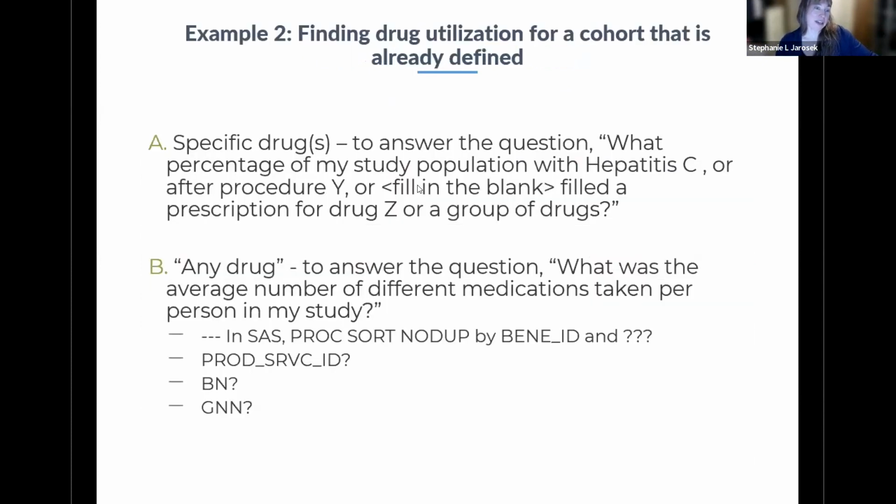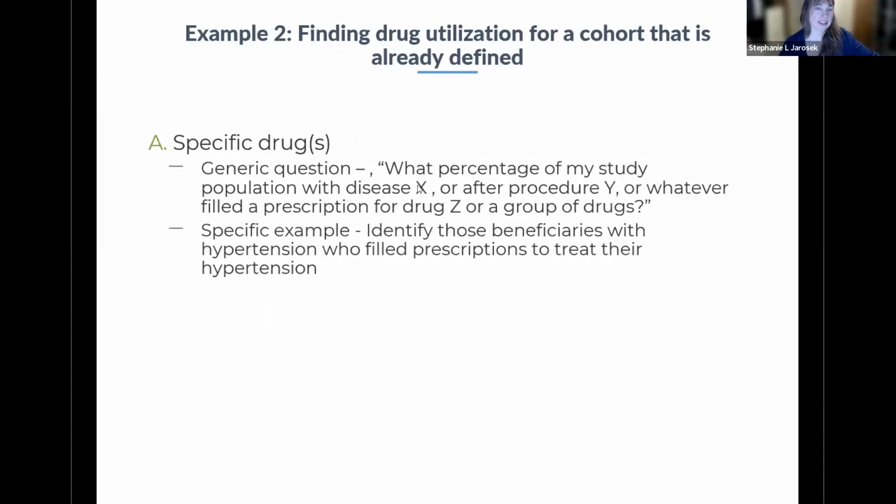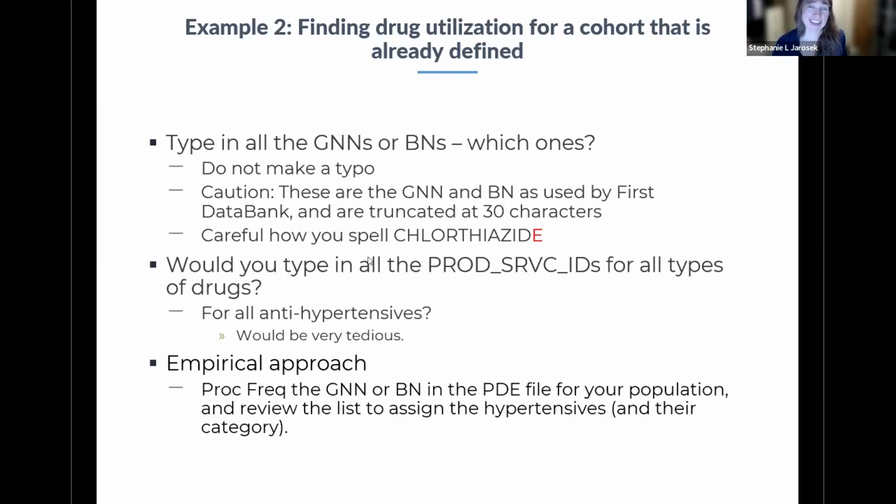All right. So what if you wanted to find drug utilization for a cohort that you've already defined? You have a population with hepatitis C, and you want to know, are they taking drugs to treat that? Or you have a cohort and you just want to know, on average, how many drugs are they taking? When we look at the specific drug question, maybe we have beneficiaries with hypertension. We want to look for prescriptions to treat their hypertension. It's going to be tricky to come up with that list, right?